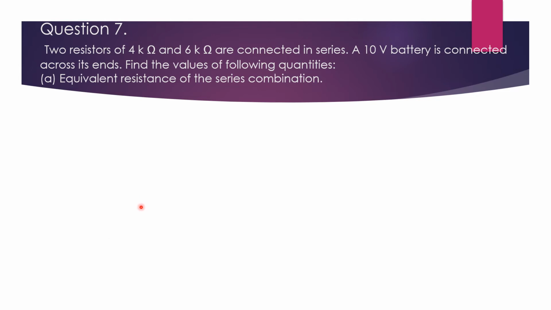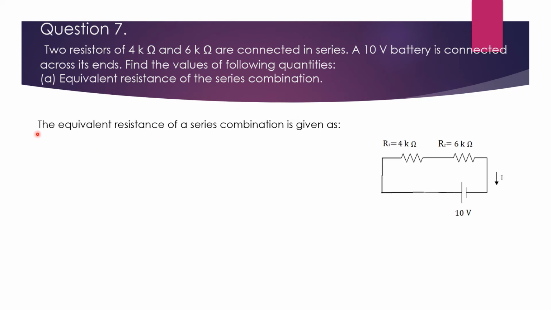Now comes the second part of the question, and that says now these resistors are connected in series. Again a 10 volt battery is connected across its ends, and find the values of the same three quantities. One is the equivalent resistance of the series combination. This is the series combination, 4 kilo ohm and 6 kilo ohm. The equivalent resistance is given as R1 plus R2. So R equivalent is equal to 4 plus 6, that makes it 10 kilo ohms.